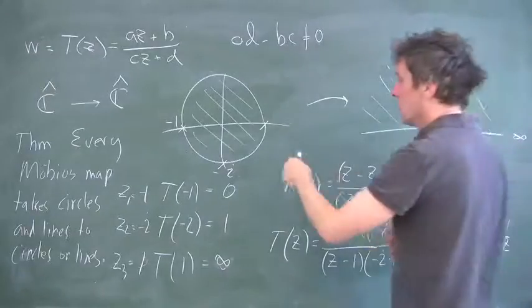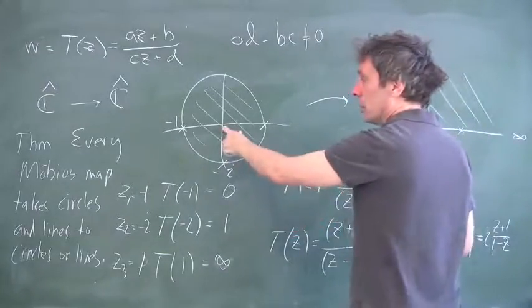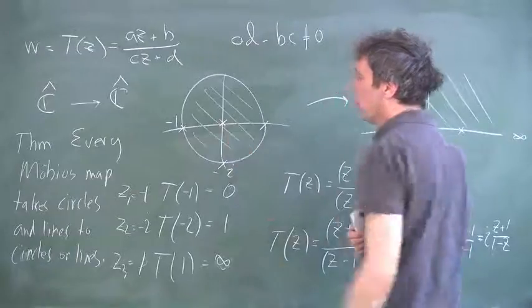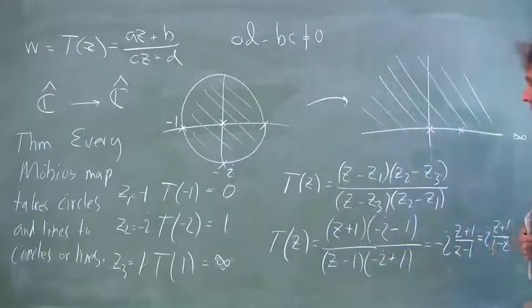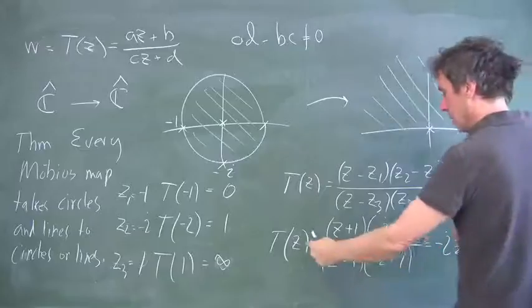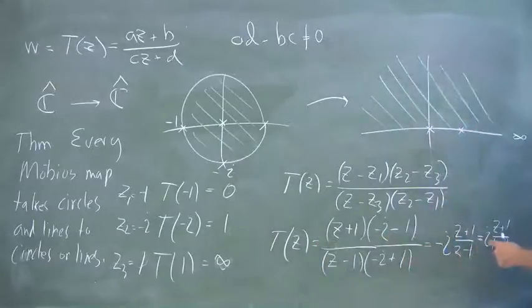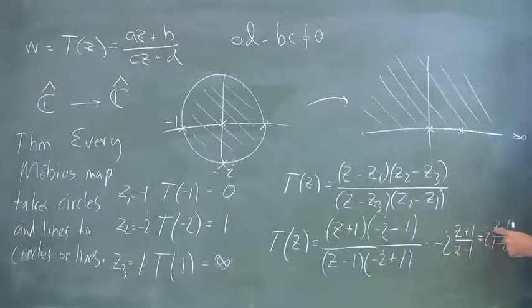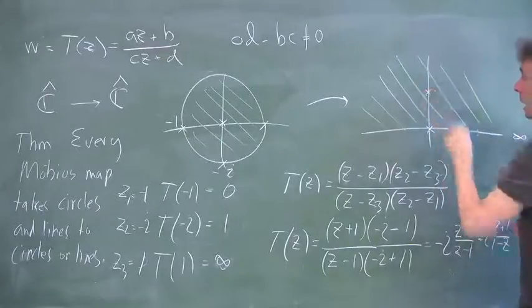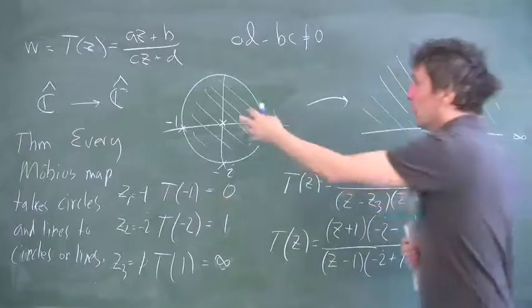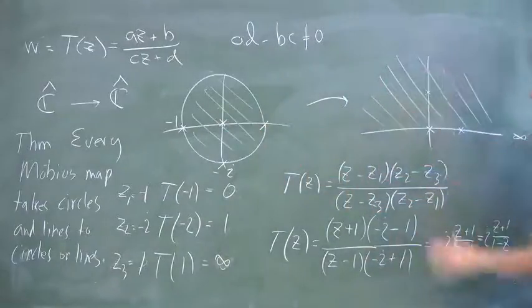And this you do by inserting, say, any point here in the inside, like the origin. If you insert that here, you see that the origin will be mapped to, well, you get 1 divided by 1 here now. So this will be mapped to the point i there. So obviously the interior here is mapped onto the upper half plane.